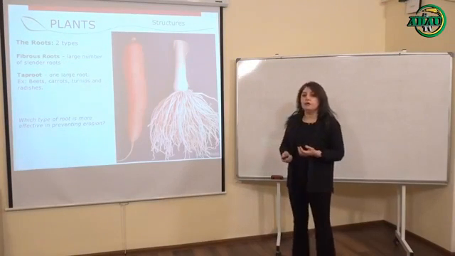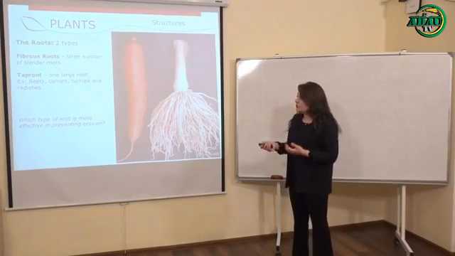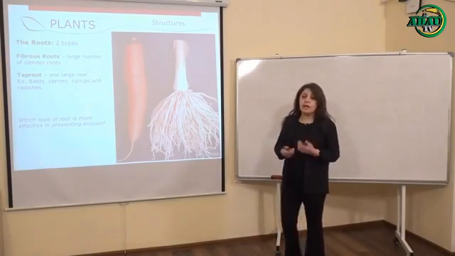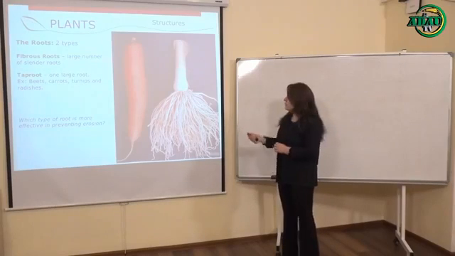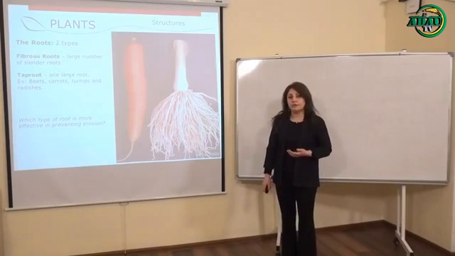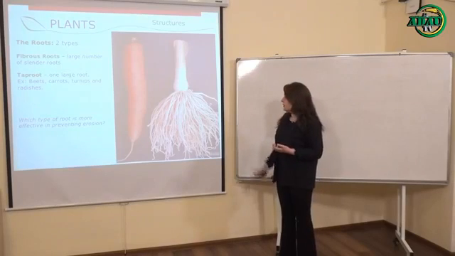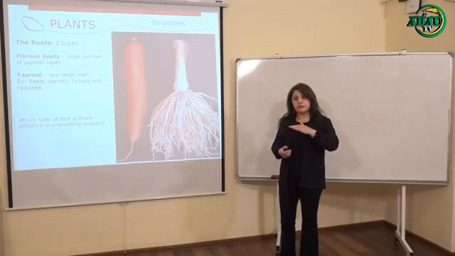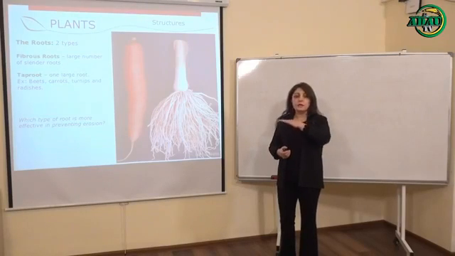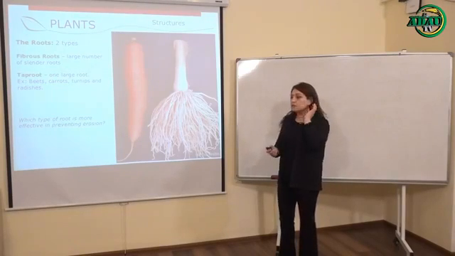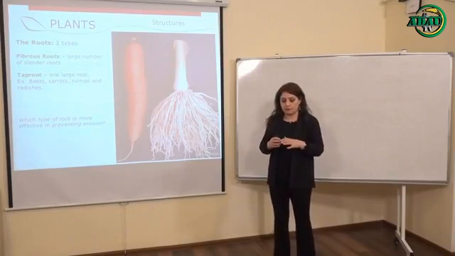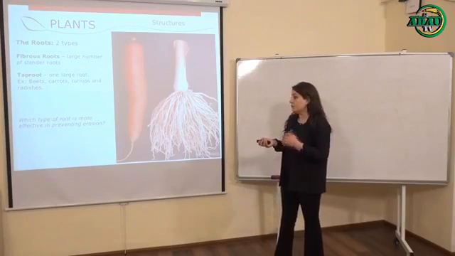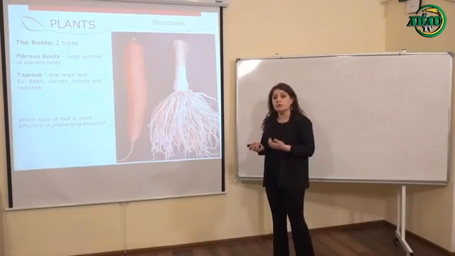And if you ask me which type of root is more effective in preventing erosion, I will say that the fibrous root system is more effective in preventing erosion, because the fibrous root system is located closer to the ground surface, and it forms a network of roots. And they help to prevent soil erosion.